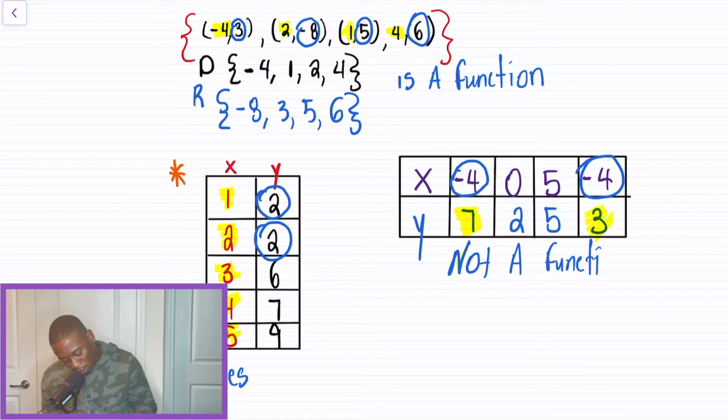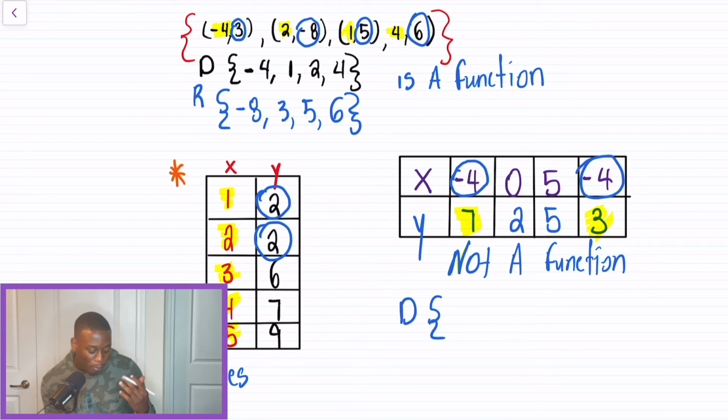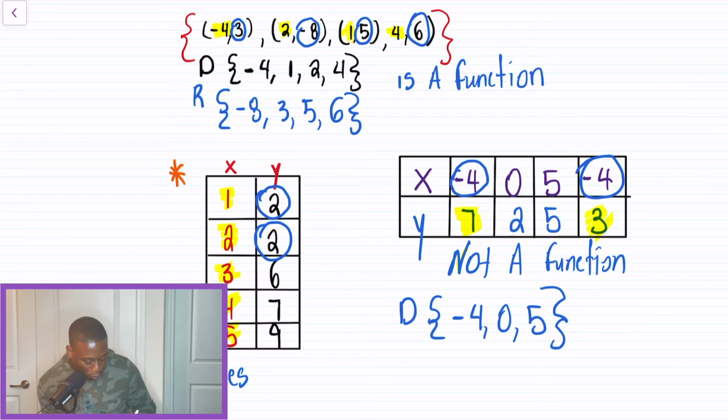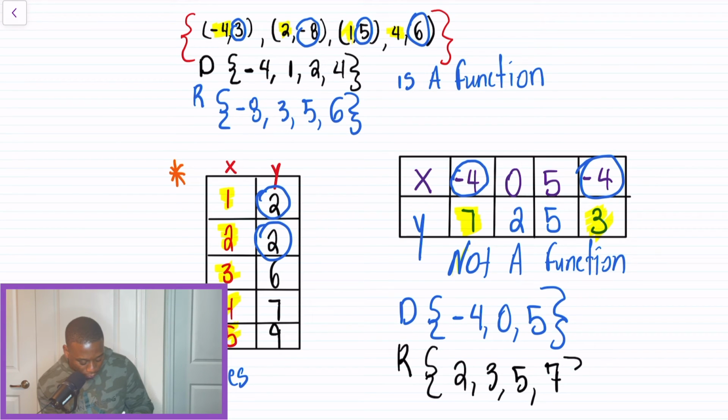And even if we were to list the domain and range, we could do that. If we list our domain, just remember we only list each number once. So the domain would be -4, 0, 5. Close our braces, and then we'll do the same thing for the range. So when we look at the range, our range will be 2, 3, 5, and 7.